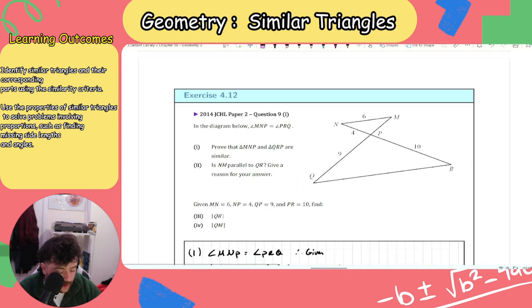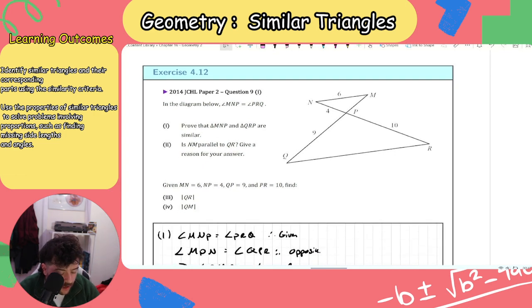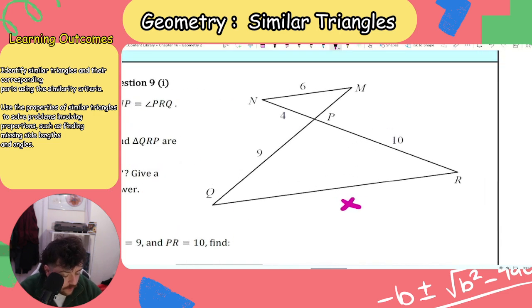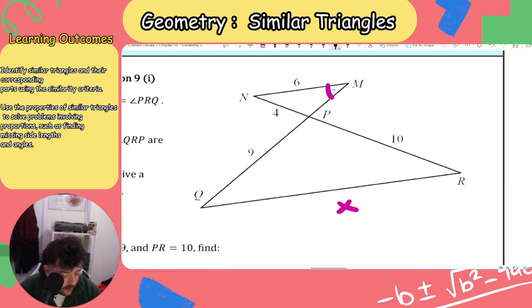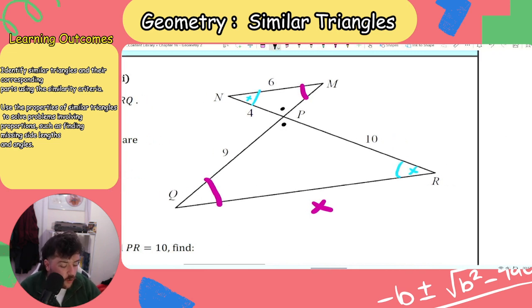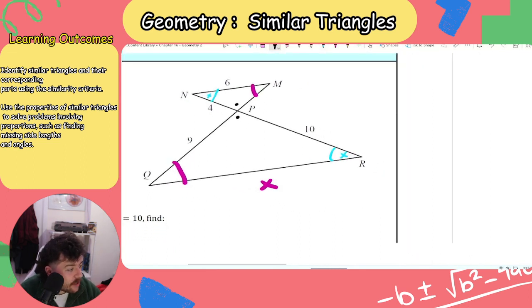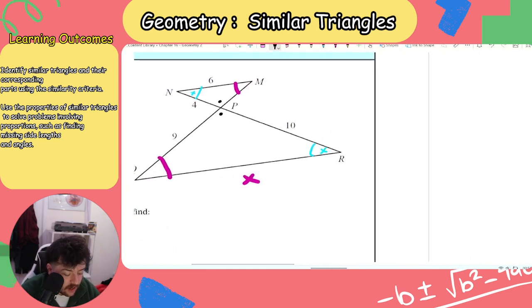Right. So now the last one. Find the length of QR. We're looking for this length here. I know this angle is equal to this angle, this angle is equal to that angle, and this angle is equal to that angle. So we need to make sure we find a similar triangle's corresponding sides.